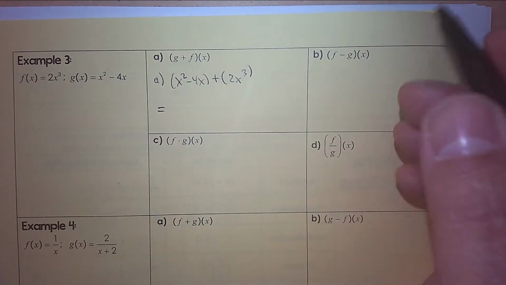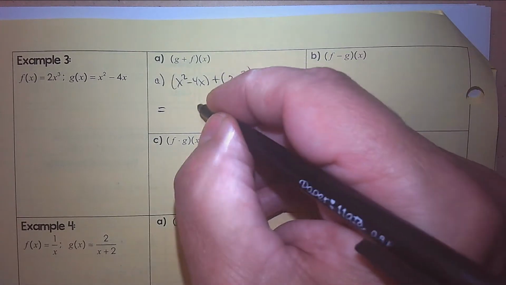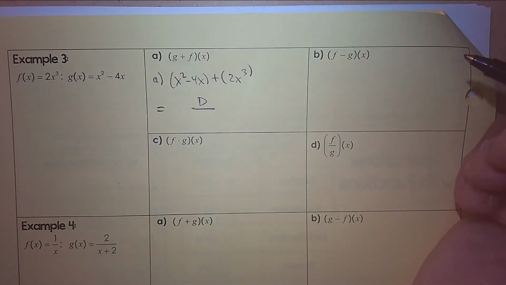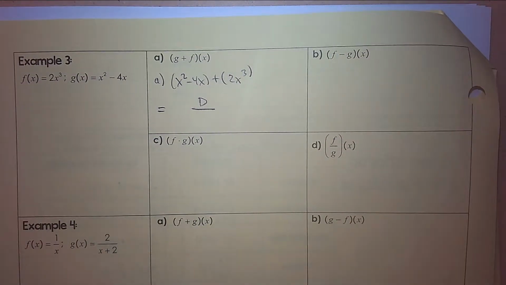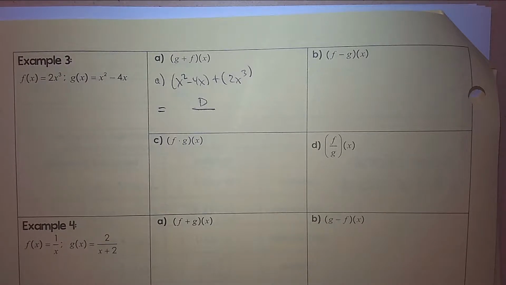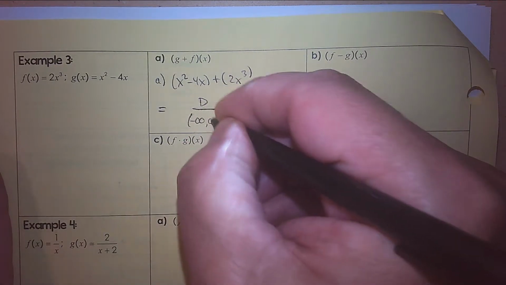You added them together. Do you know what the domain would be? Are there any square root signs or even roots? Are there any fractions? No. Is there anything that would give you an indicator that there's a restriction? No restrictions. So it would be negative infinity to positive infinity. Perfect.